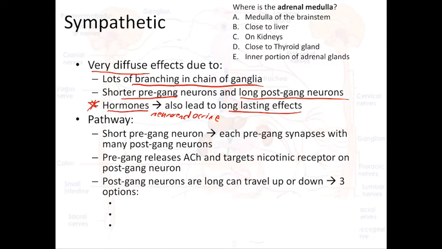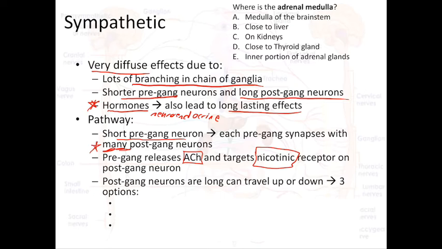Okay, so the pathway we find in the sympathetic nervous system always has a short preganglionic neuron. Each preganglionic neuron synapses with many postganglionic neurons instead of just one. So that's what helps it spread out too. And then that preganglionic neuron is going to release acetylcholine onto a nicotinic receptor, so same exact thing as the parasympathetic so far.